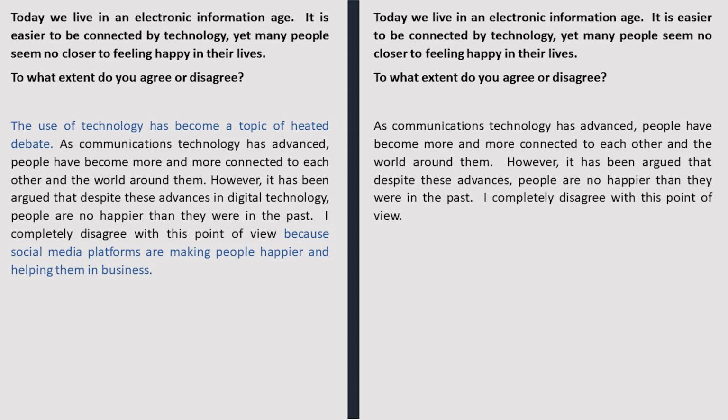Let's look at why this introduction is not great. Now we have the introduction side by side. I want you to see what I would change. So on the left-hand side is the essay introduction structure that I don't really like. Let's look at the first sentence in blue. It says, "The use of technology has become a topic of heated debate."